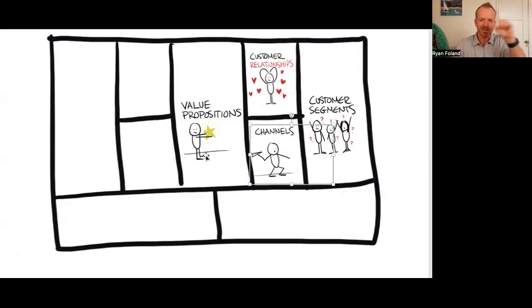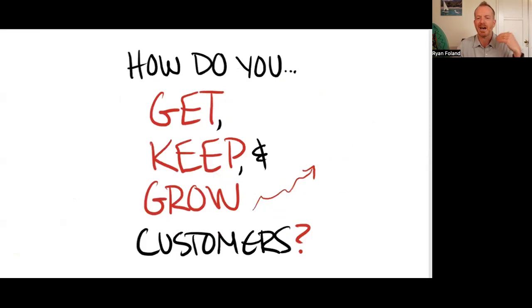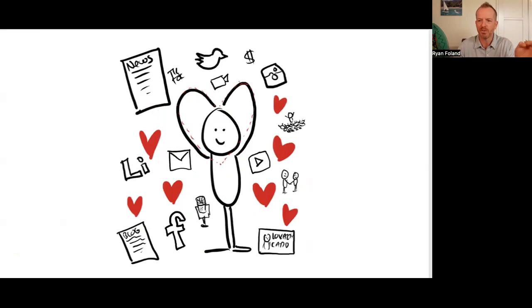And so this is a perfect little circle here. Your value proposition goes through the channels, gets to your customers, but then what? You have to keep the relationship. And customer relationships is huge. How do you get your customers? How do you keep them? And how do you grow them? You want people to fall in love with your product, your service.